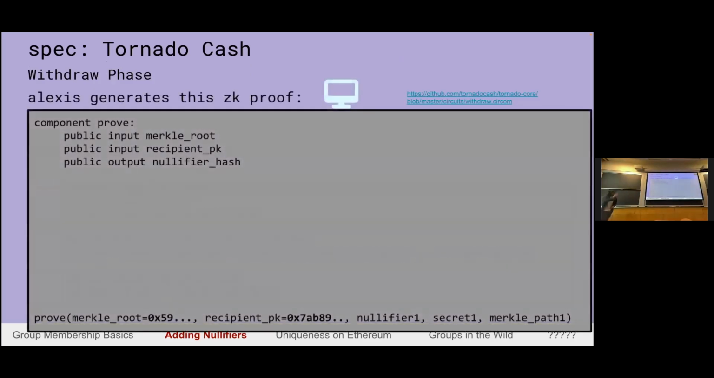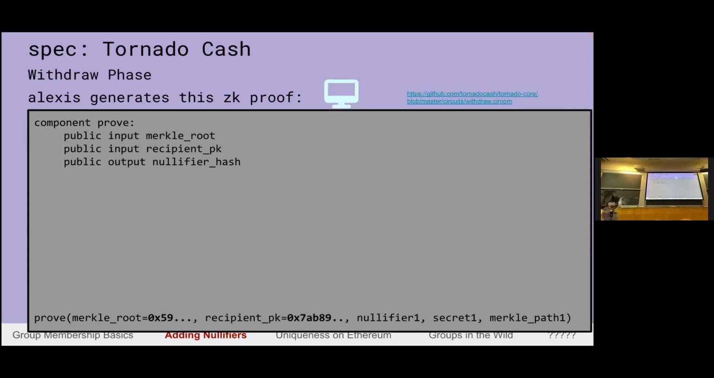OK, so similarly, we're going to go through the code here. We've seen all of these before. The one small change is that instead of a message, we have a recipient public key. So this is where, let's say, alexis.eth put in 1 ETH. They want to withdraw to this completely unlinked account, the recipient public key. This is some key that Alexis can generate on her computer by just taking an elliptic curve operation. No one knows that it's tied to Alexis. But Alexis knows that this is her key, and that the money is going to go to an account that she owns.